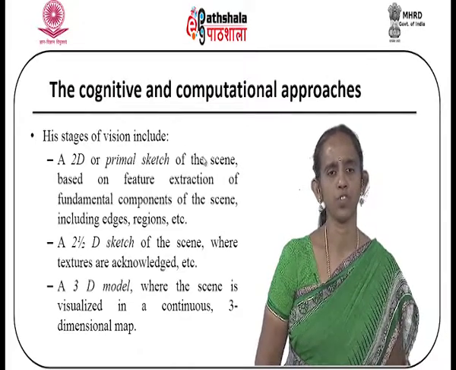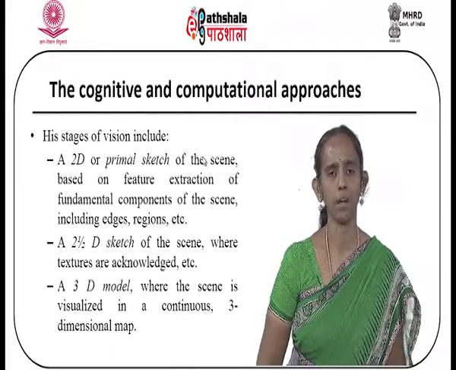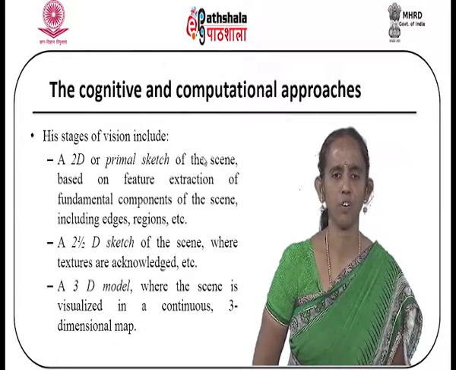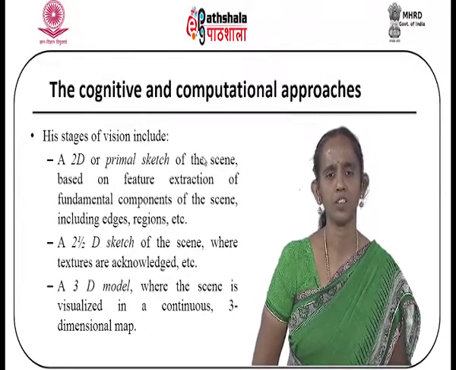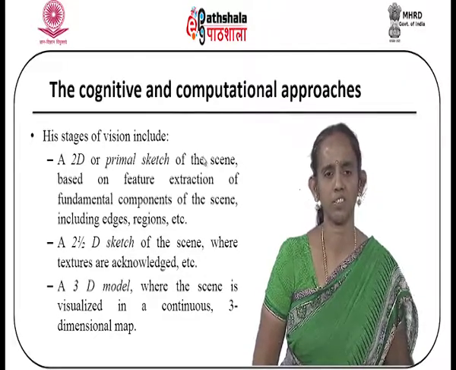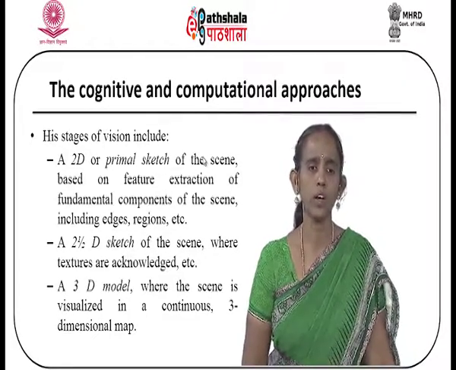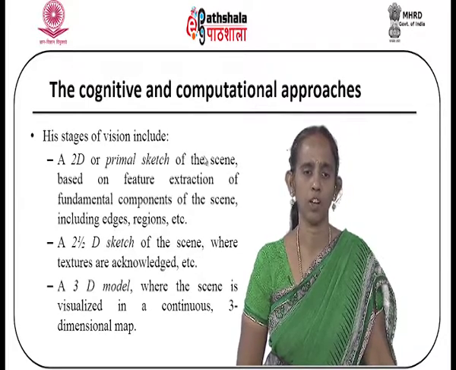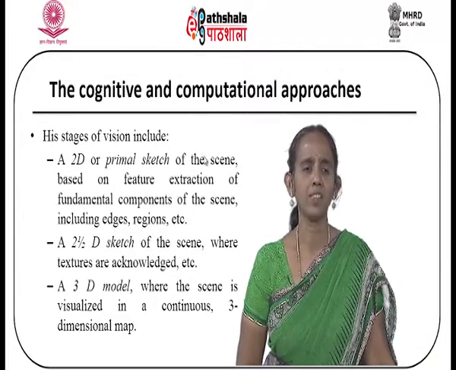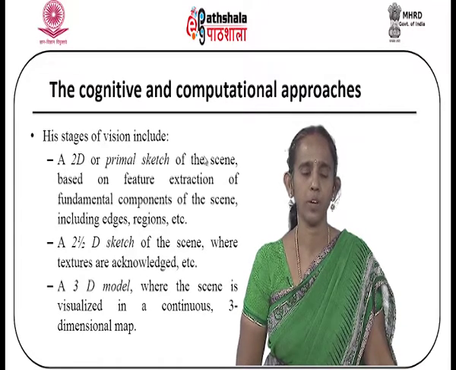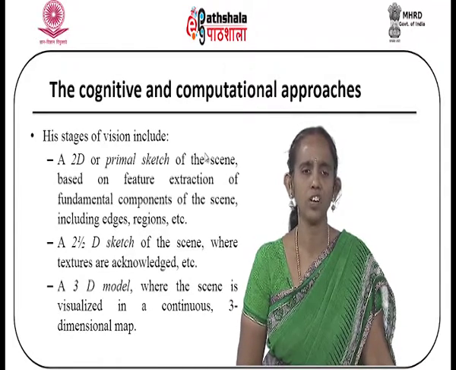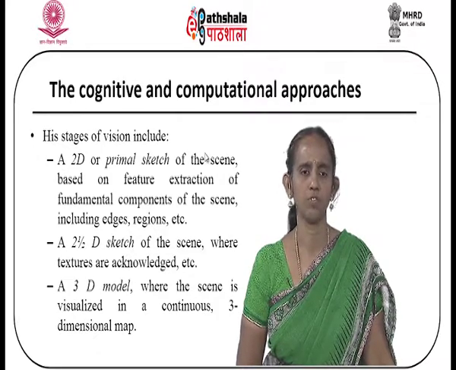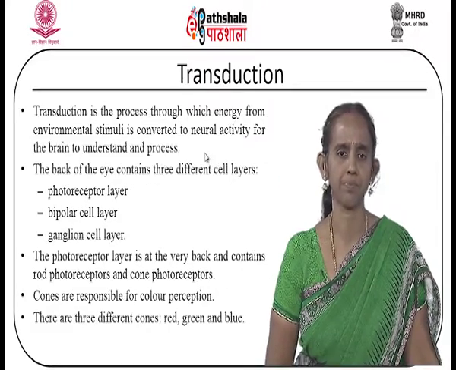Marr's stages of vision include a 2D or primal sketch of the scene, which is based on the feature extraction of fundamental components of the scene such as the edges, regions, etc. Then a 2.5 dimension sketch of the scene where textures are also acknowledged, and a 3-dimensional model of the scene where the scene is visualized in a continuous 3-dimensional map. These are the various stages of vision given by Marr.